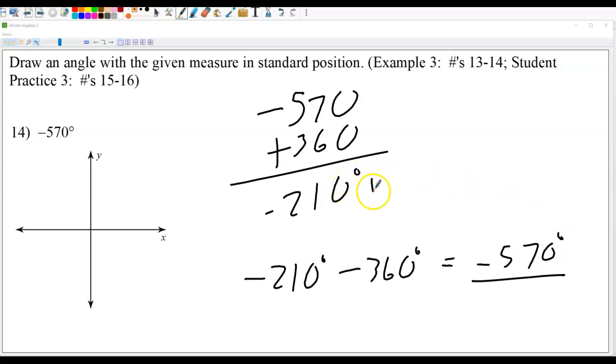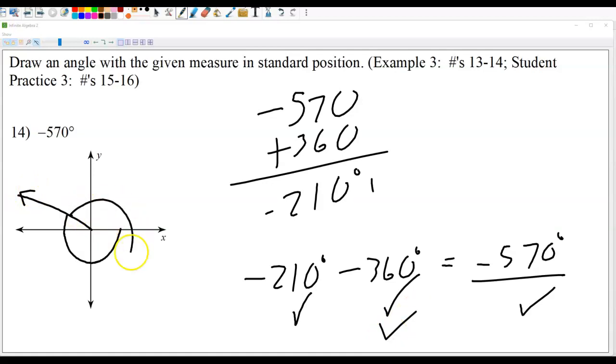So what we need to do is sketch a negative 210 degree angle, and then we're going to add another full circle after that, and that would be 570. But you're noticing these are negatives, right? And that means that we're going in a clockwise direction instead of a counterclockwise direction. So the first thing I want to do is sketch my negative 210 degree angle. So this would be negative 90, negative 180, and negative 210 would be right about there. And that's where I'm going to sketch my terminal side. But now I want to sketch another 360 degrees in that direction.